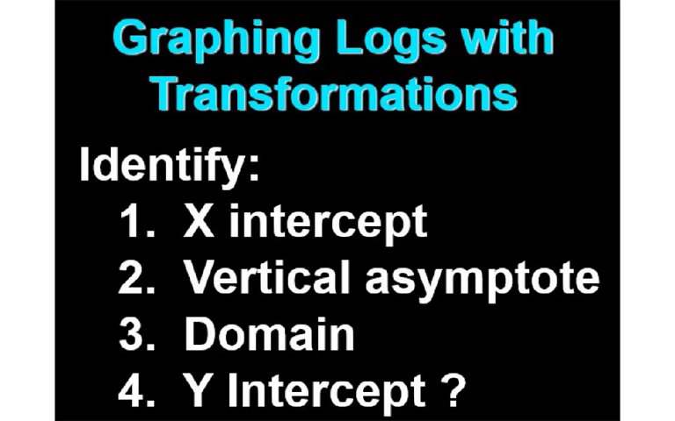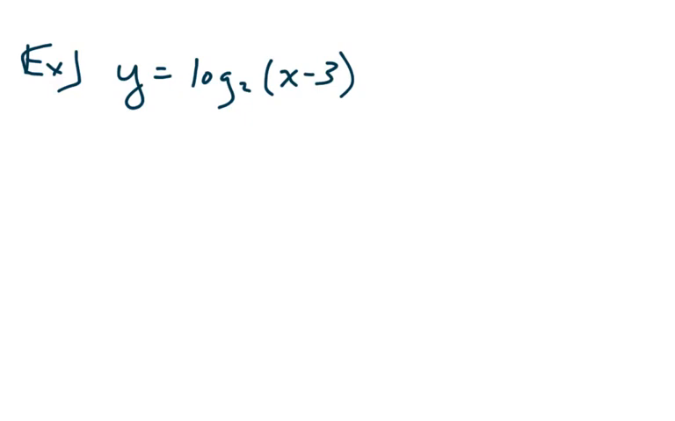Let's use the idea of transformations, and we'll try to identify as much of these key points as we can: x-intercept, vertical asymptote, domain, y-intercept with a question mark, as you'll discover some log graphs don't have a y-intercept. Now, we're going to be approaching this graphing primarily without a calculator, so it'll make for a good mathematical workout for your brain.